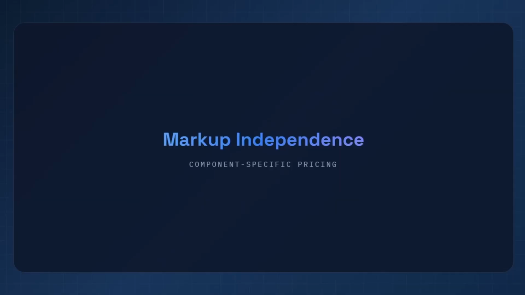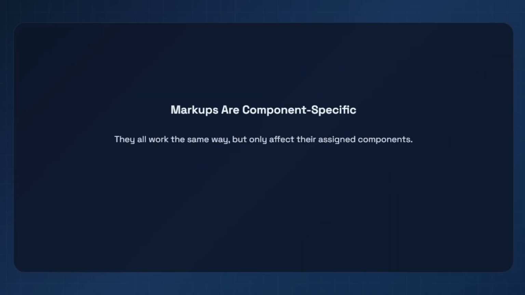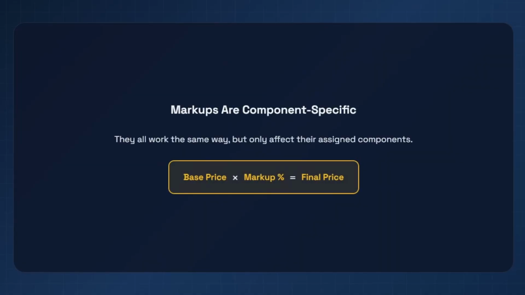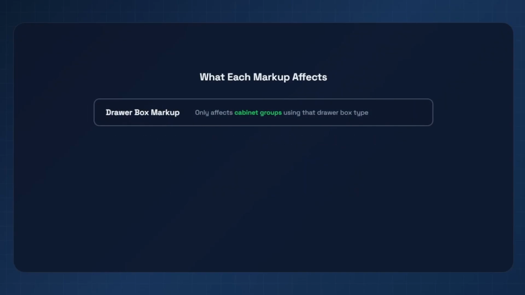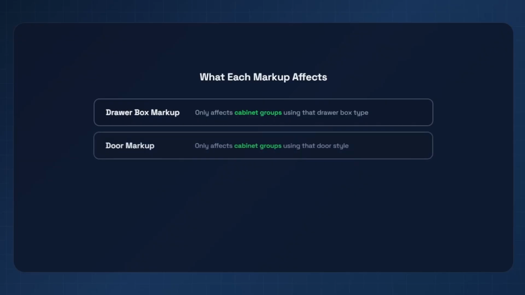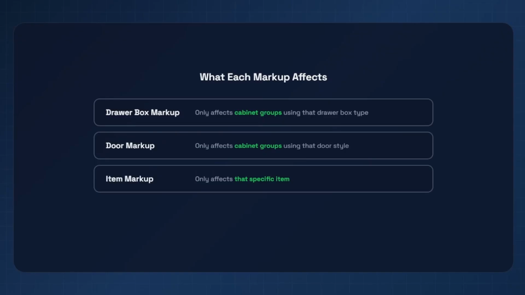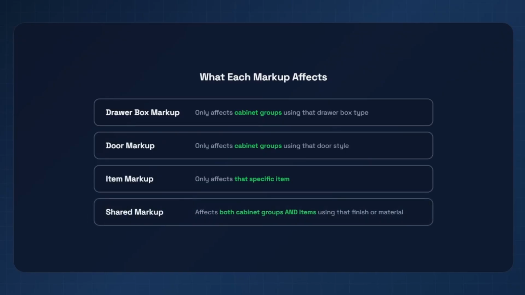These examples illustrate an important principle. Markups are component specific. They all work the same way, taking the base price and multiplying by the markup percentage, but they only affect their assigned components. A drawer box markup only affects cabinet groups using that drawer box type. A door markup only affects cabinet groups using that door style. An item markup only affects that specific item. A finish or material markup, these are shared markups, affect both cabinet groups and items using that finish or material.